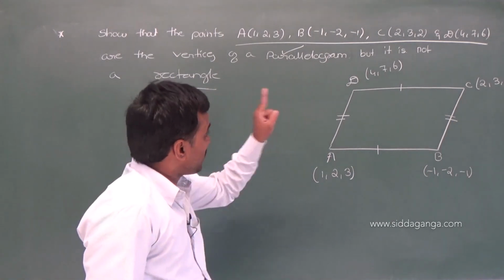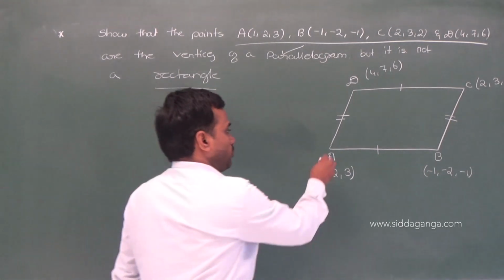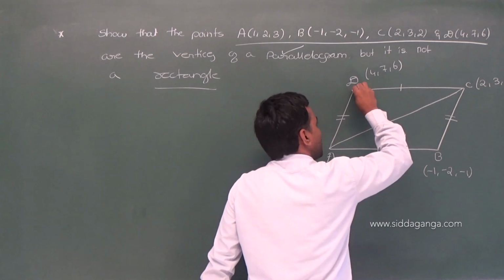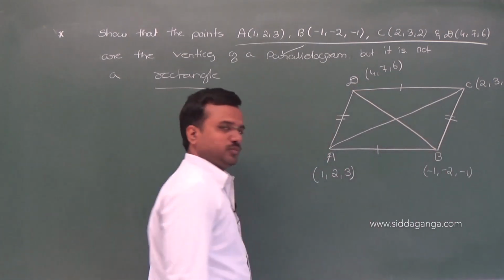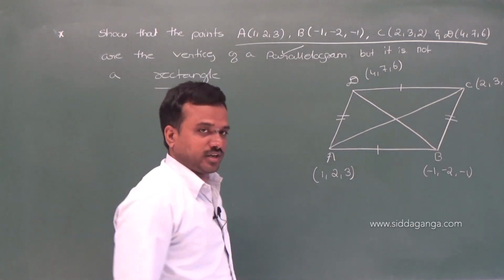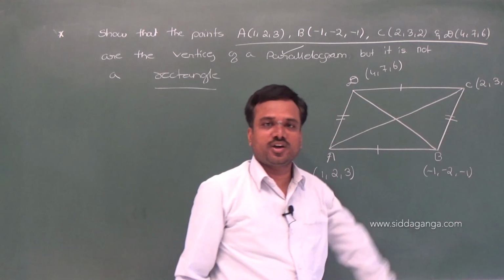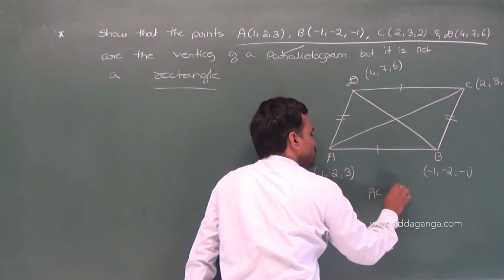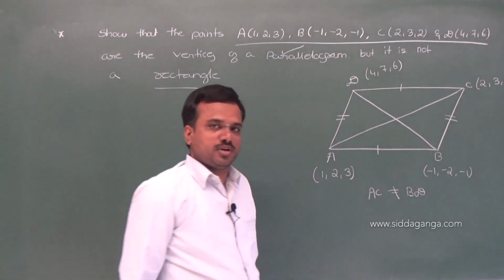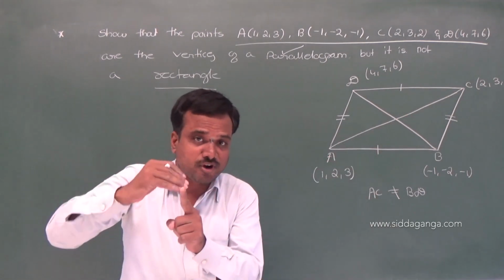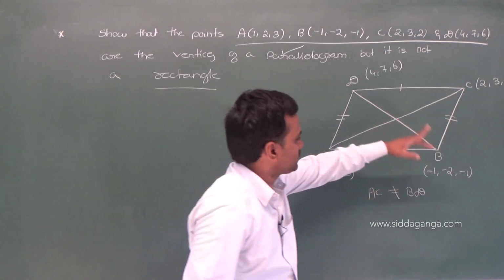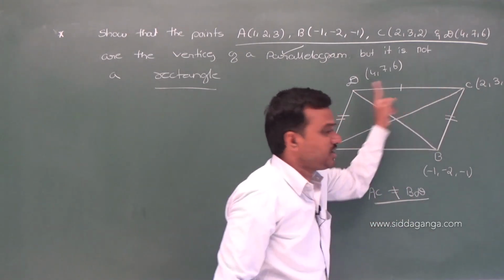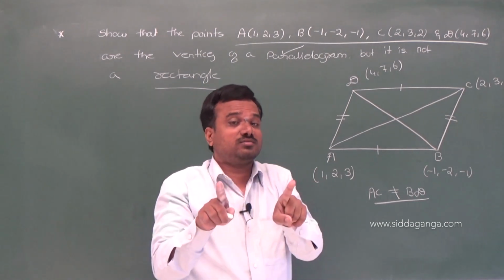Correct? One more condition is there, but it is not a rectangle. For that, what do we have to check? To prove it is not a rectangle, we find the diagonal AC as well as the diagonal BD. If the diagonal AC, that means distance from A to C, is not equal to distance from B to D, if this condition satisfies, ABCD is not a rectangle. Understand? Got my point?